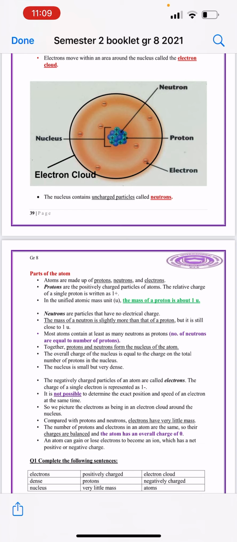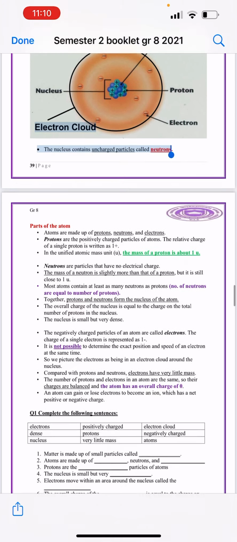Actually, you have to know that the number of protons is equal to the number of neutrons inside the nucleus. But take care, for the atom to have an overall charge of 0, the number of the positively charged protons must be equal to the number of the negatively charged electrons. And this atom may lose or gain electrons from around the nucleus, so it will be transformed from an atom to an ion.